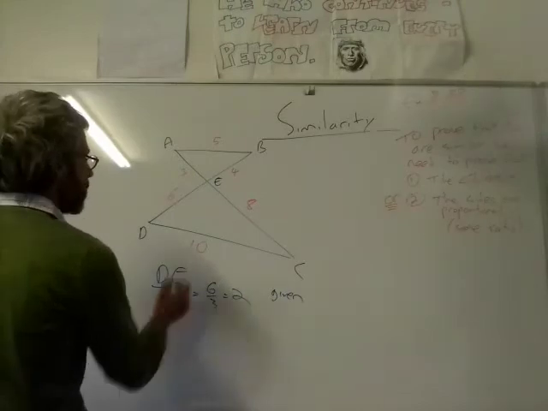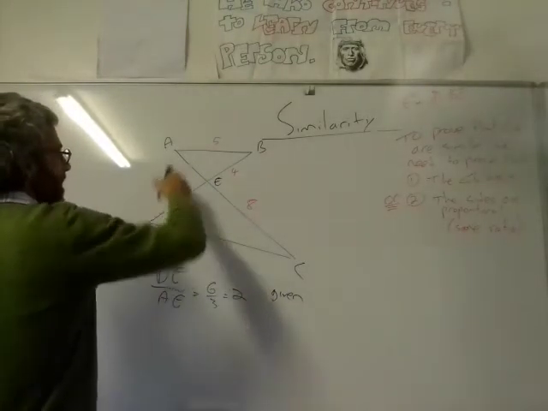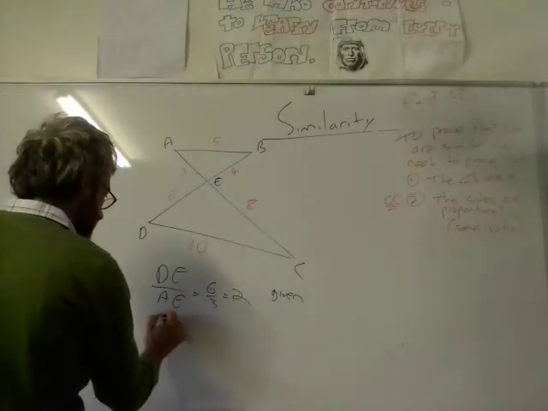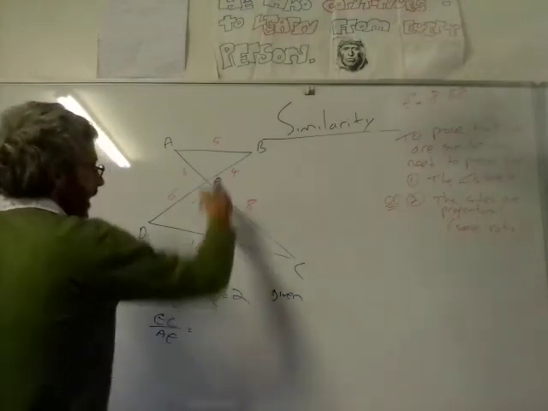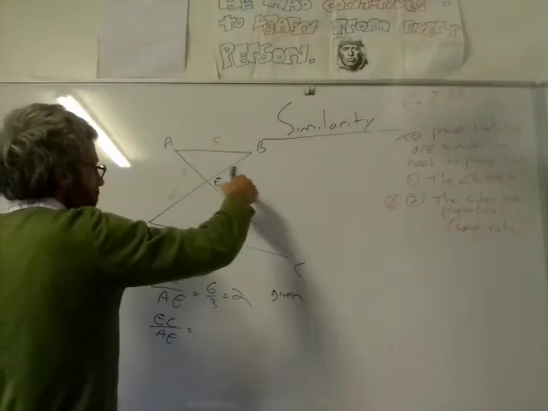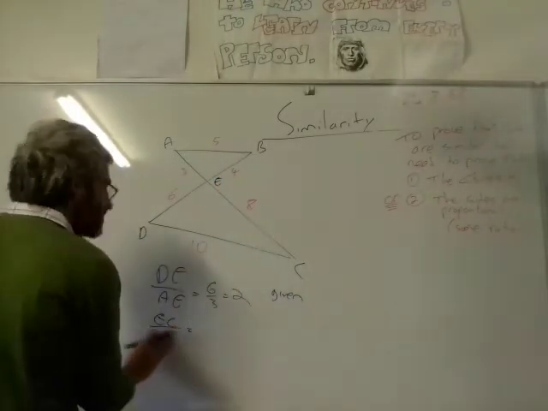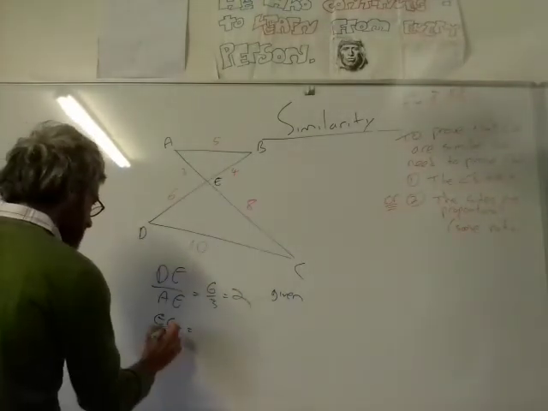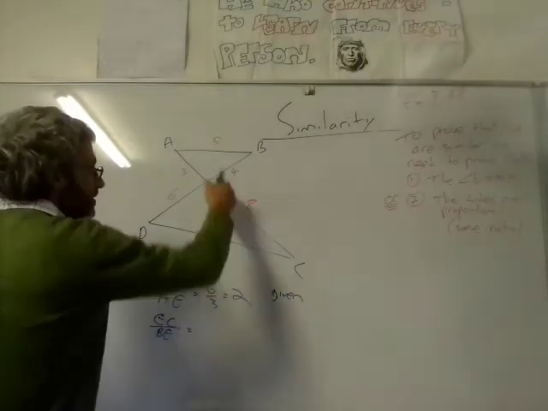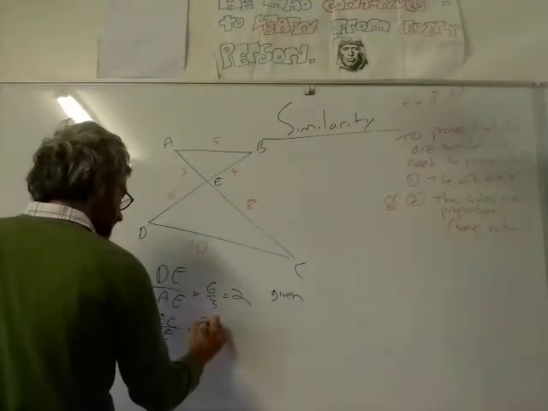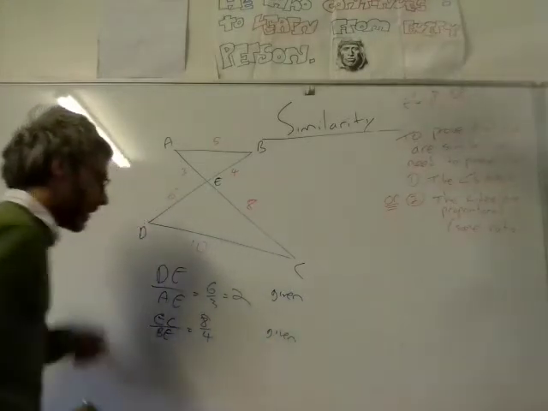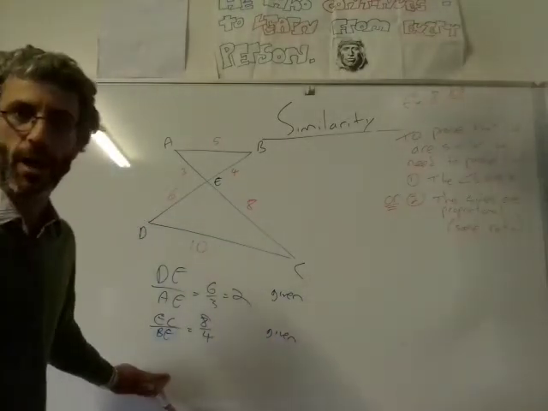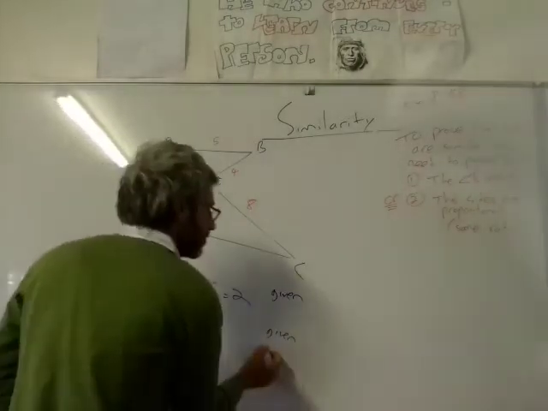Okay. Next one, I've got DE over AE. Next one, I'll do EC over BE. EC over BE is 8 divided by 4. Again, given. Now, I should write here, but I don't want to run out of space, so I'm just going to move over there.